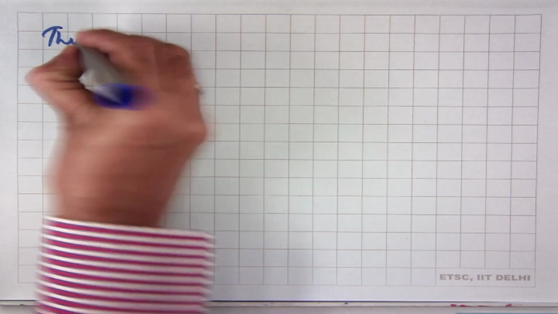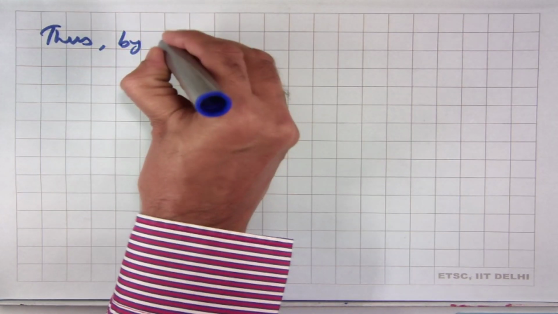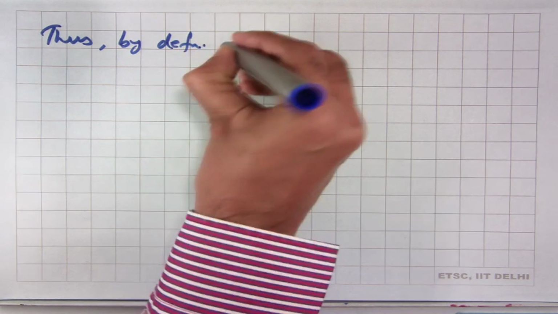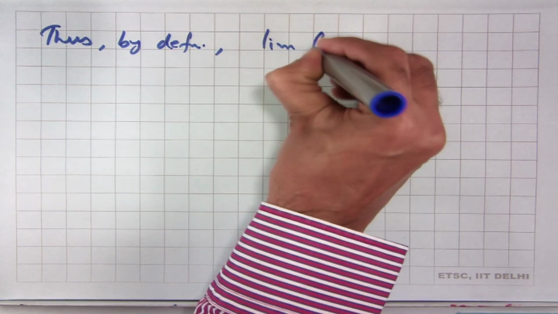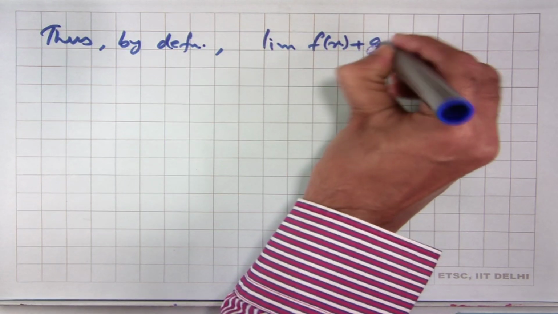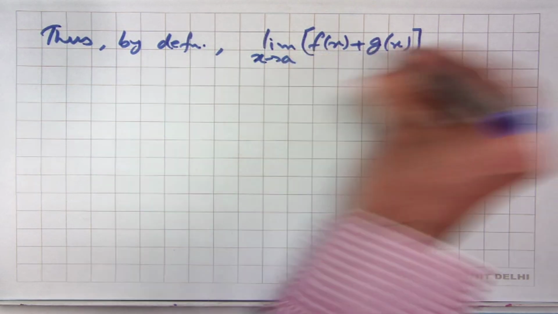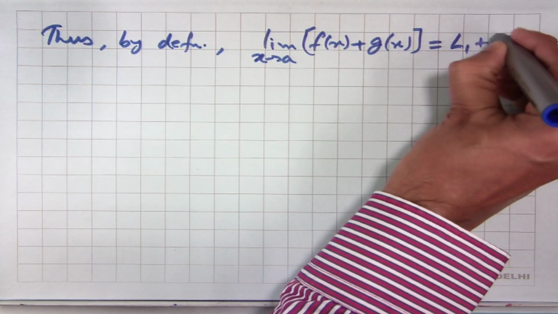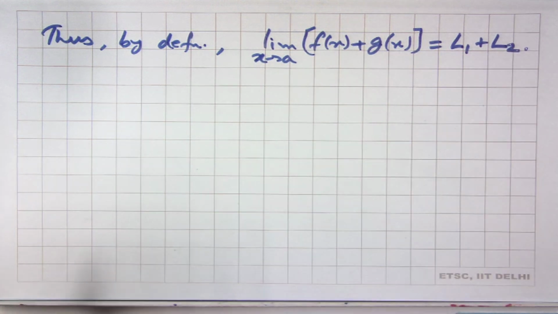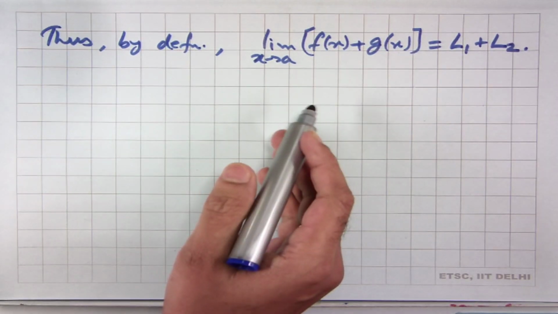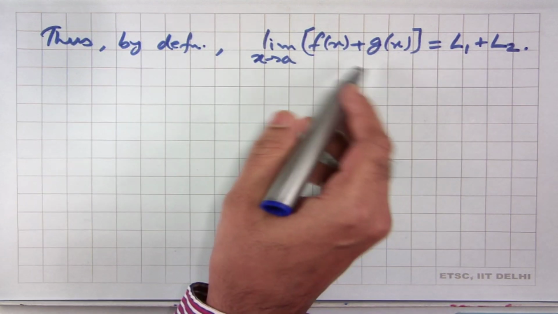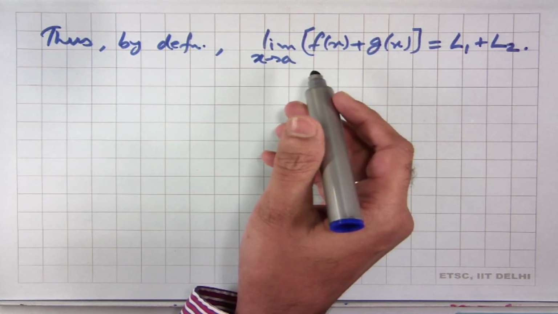Thus, by definition, limit of f x plus g x is equal to L 1 plus L 2. Okay, so this rule will be very useful because if you know the individual limits, then you can find the limit of the sum of functions. Right.